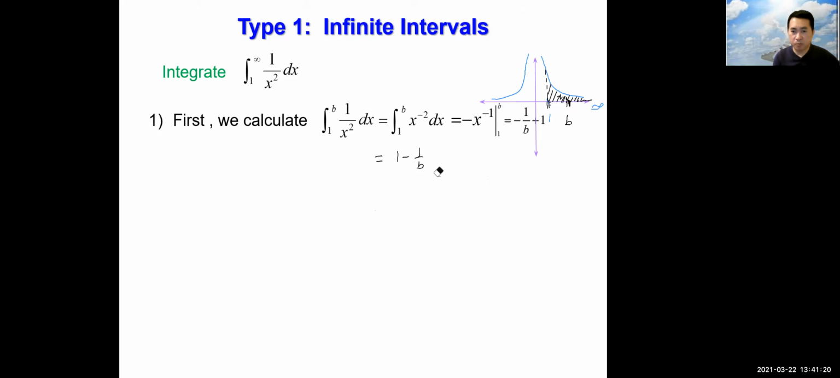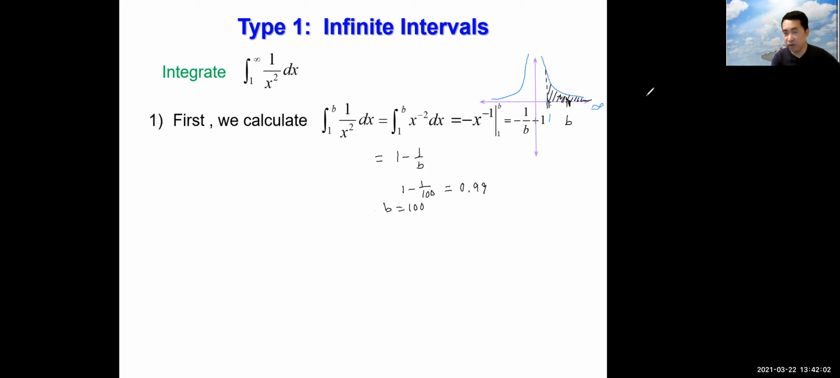So let's say if b is 10, then the area is 1 minus 1/10, so that's 9/10, or 0.9. So the area from 1 to 10 underneath the curve is 0.9. Let's say if you move b out to 100s. If b is 100, then if you go all the way to 100, the area will be 1 minus 1 over 100, so 0.99.